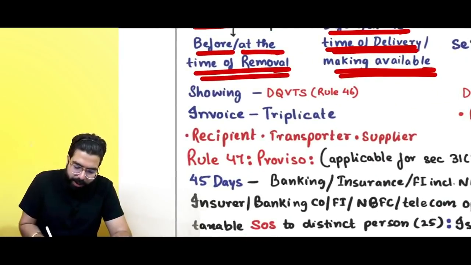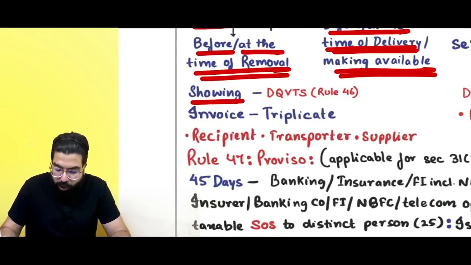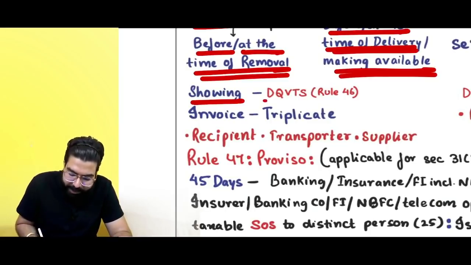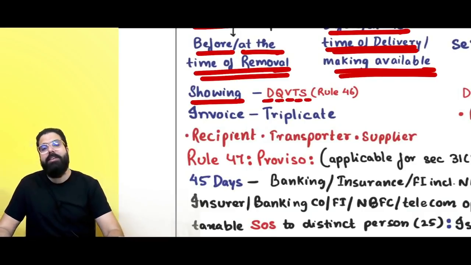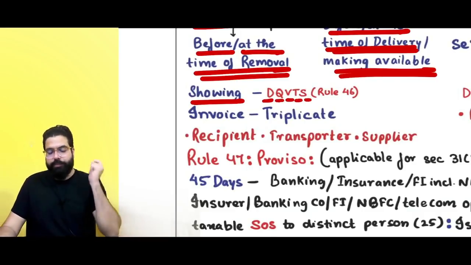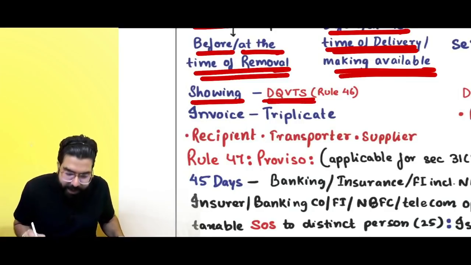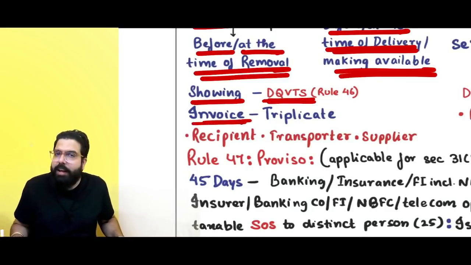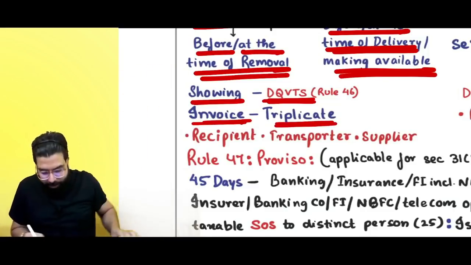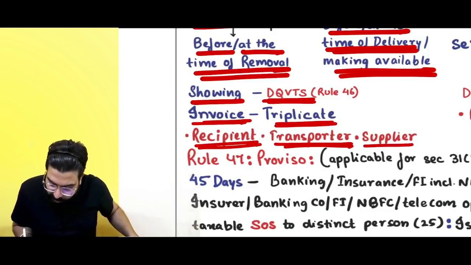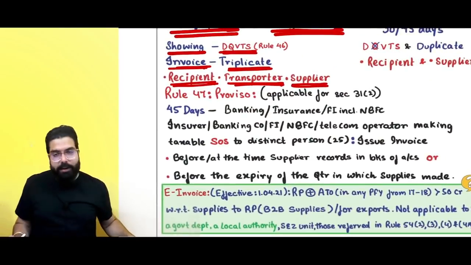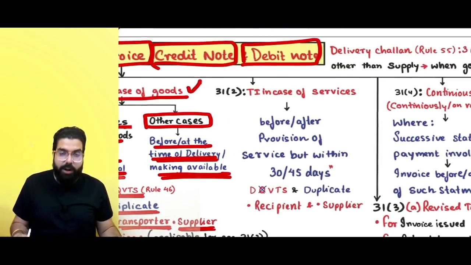Sir, when you are going ahead and raising the tax invoice in case of goods, please go ahead and show description, quantity, value, tax, such other particulars as told in rule number 46. DQVTS. Okay, sir. DQVTS has to be shown. Tax invoice in case of goods has to be triplicate. Triplicate means one for the king, customer, the recipient, second for the transporter, third for the supplier. There are three invoices to be raised. Done, sir. Three copy basically of one invoice.